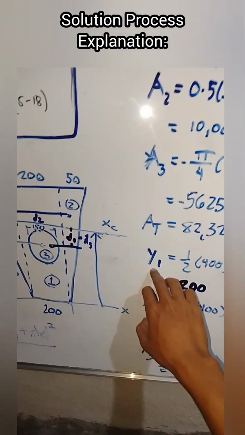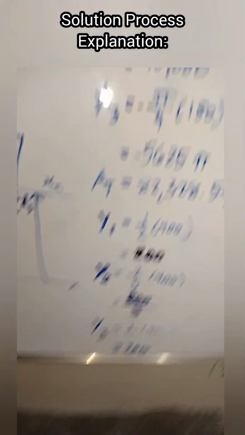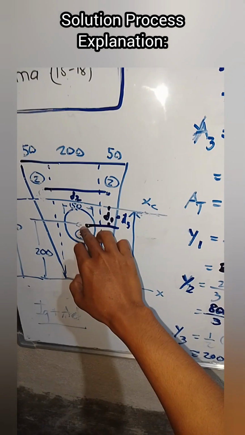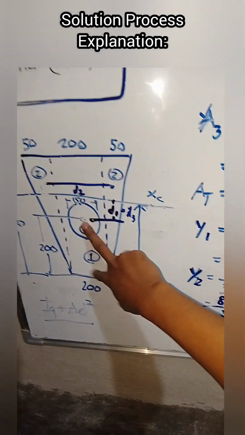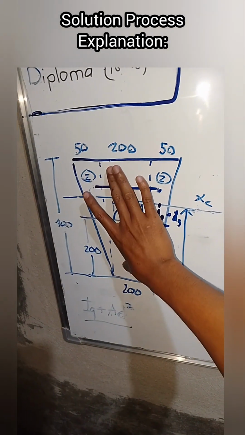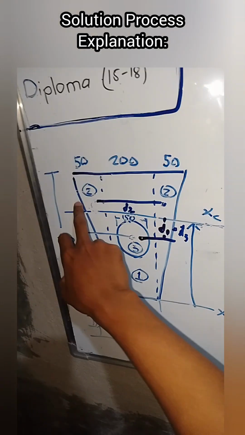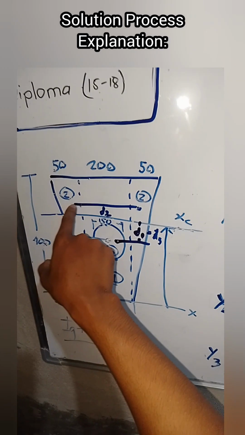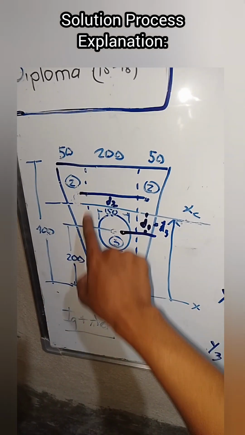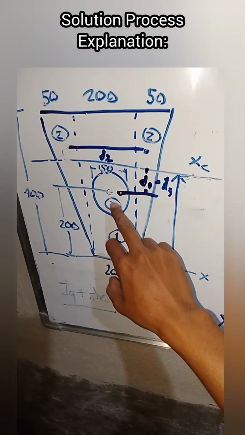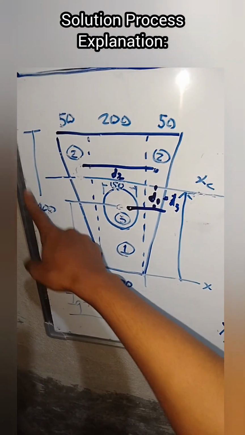And now the distances of each centroid of the shapes. Again, y1, the distance of the rectangle's centroid to the reference axis, is just half of the height 400, which is equal to 200. For the two triangles at the same level, that's just 2/3 of the height 400, which is 800 over 3. And for y3, the circle, it is given as 200, or 1/2 of 400.